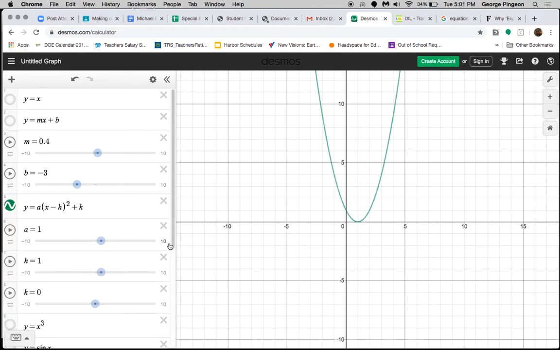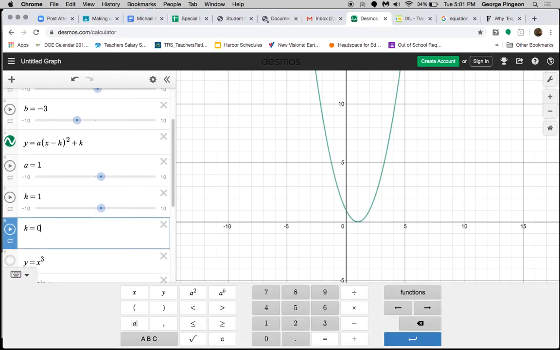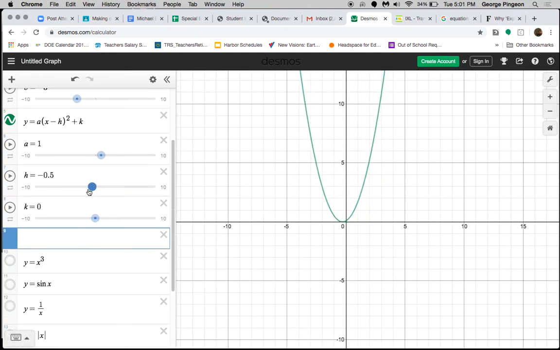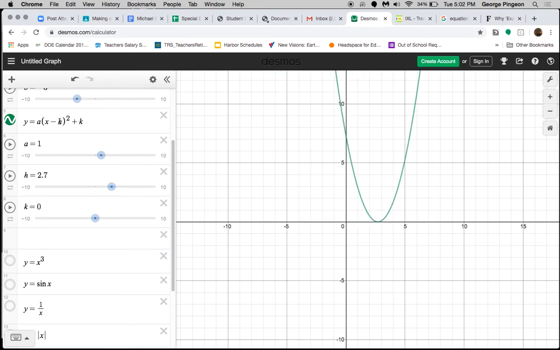And we're going to add sliders to all of those. So if you change k, as we already talked about, it moves it up or down. So I'm going to leave that at 0 for now. We already know that. If you change h, it moves it side to side. So if you change h, whatever is inside the parentheses, it's going to move it side to side. But careful here, because there's a little bit of a trap with that one. It's a little counterintuitive. I'll explain that later.